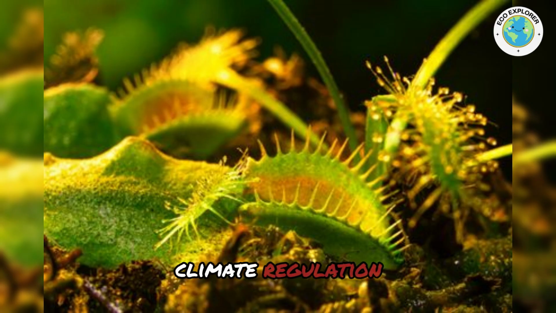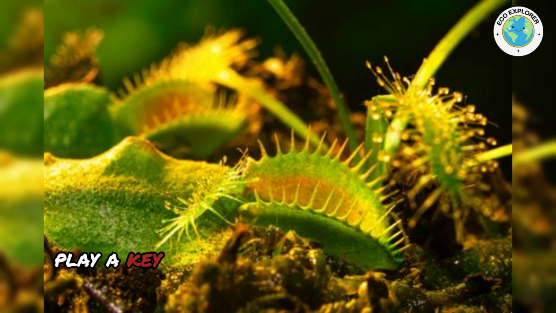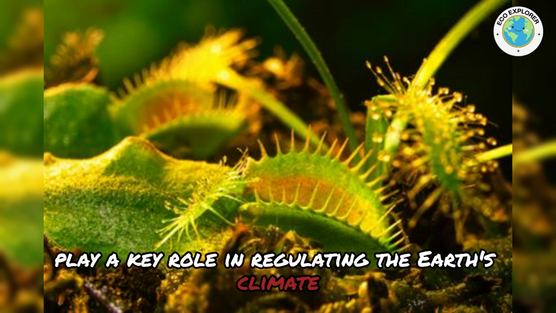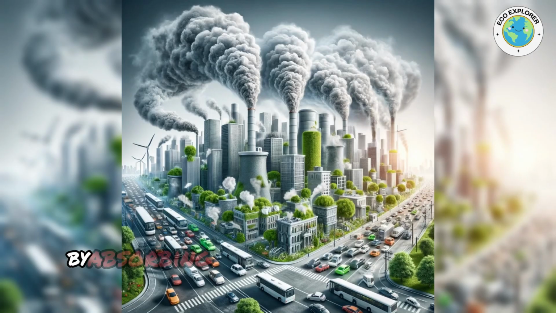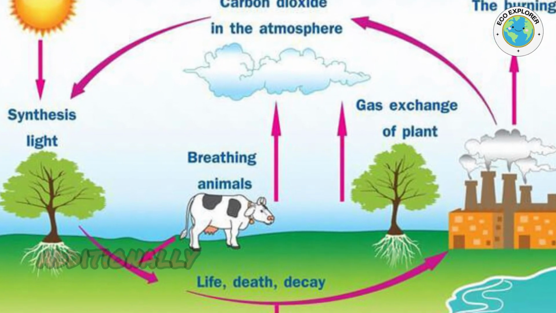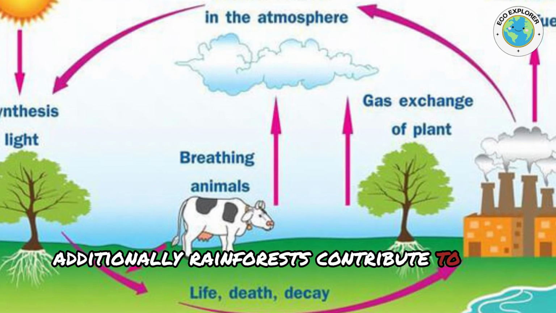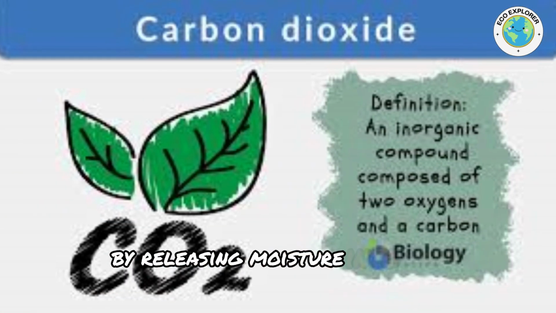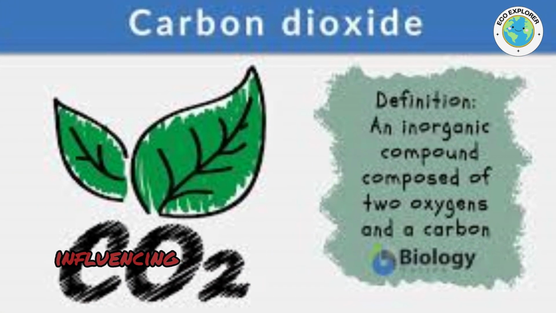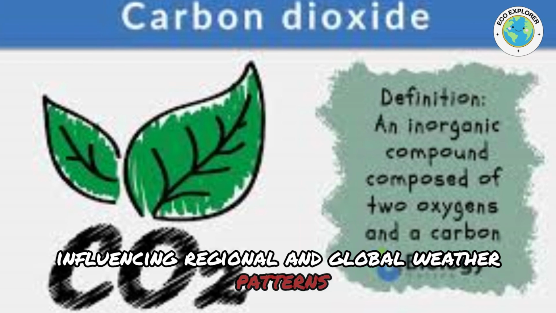Climate regulation. Rainforests play a key role in regulating the Earth's climate. They act as carbon sinks by absorbing large amounts of carbon dioxide during photosynthesis, which helps mitigate climate change. Additionally, rainforests contribute to the water cycle by releasing moisture into the atmosphere, influencing regional and global weather patterns.